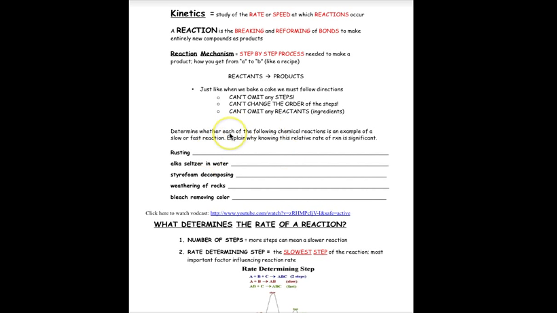Now this is a very simple exercise in figuring out a fast reaction versus a slow reaction. Rusting is basically when you take iron and you leave it out in the atmosphere, exposed to air and water, and it rusts. And we all know that that does not occur overnight. So that's a relatively slow reaction. Alka-Seltzer in water, you've probably seen this, is a very fast reaction. As soon as you drop the Alka-Seltzer in the water, the reaction begins. How do you know? Because you can see the bubbling. That bubbling is an indication that a chemical reaction is occurring.